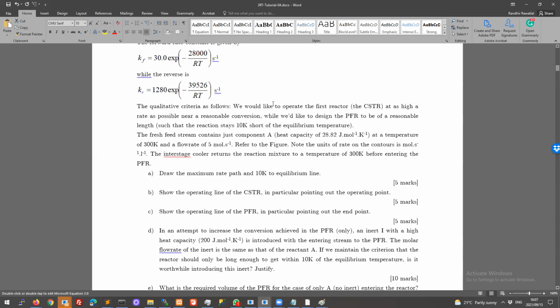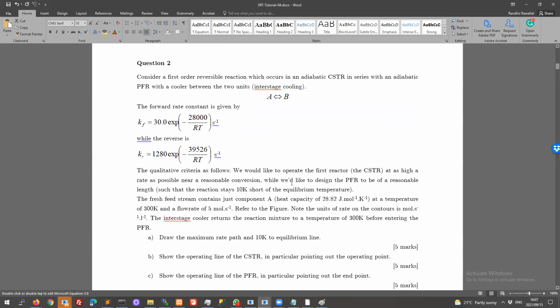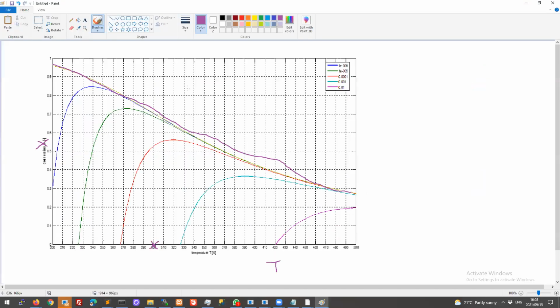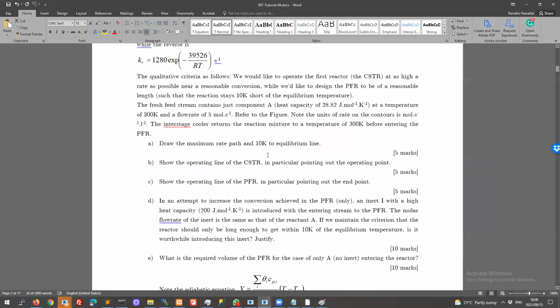And the reason we can talk about not adding heat to the reactor is because you see in the way this problem is defined, you've got a cooler between the units. So we are not adding heat directly to the reactor. We are adding or removing heat between the two reactors. So if that's the case, then no heat is being added to the system, and we can treat this as the adiabatic equation.